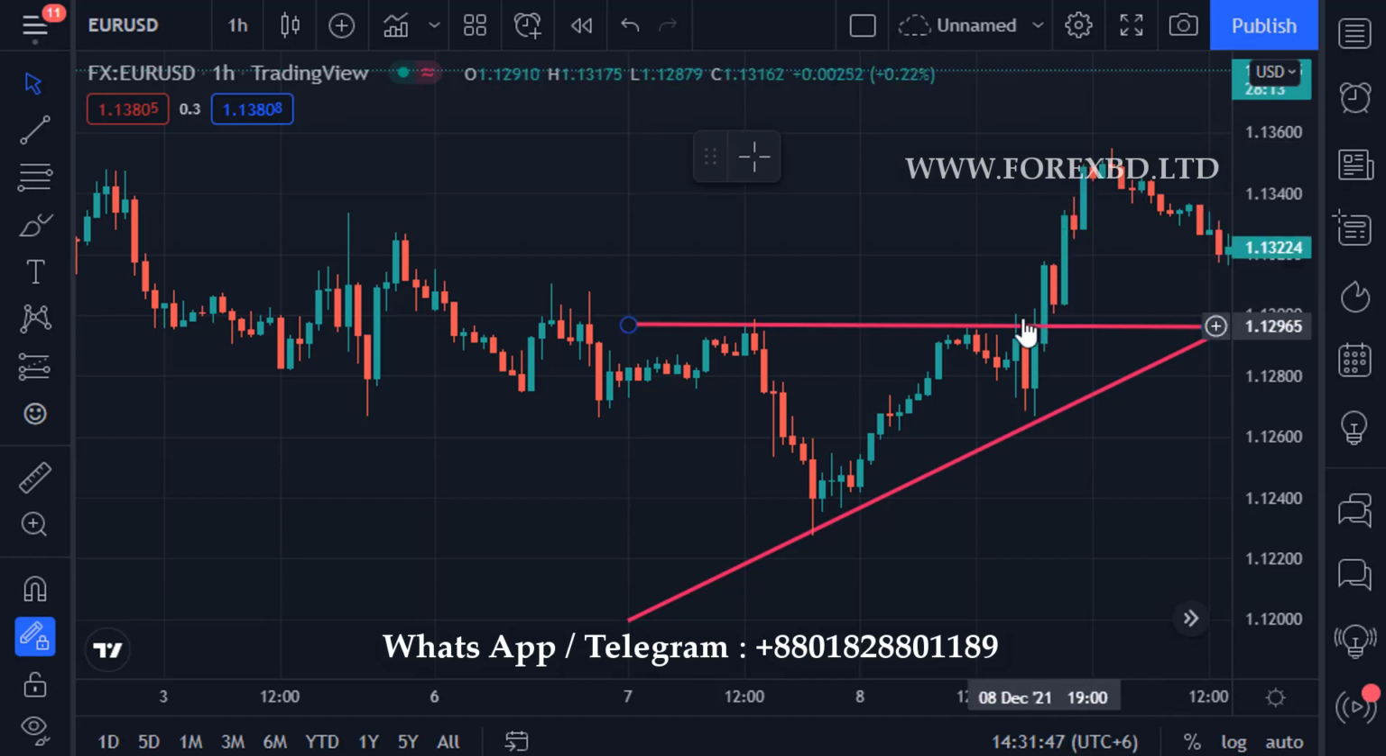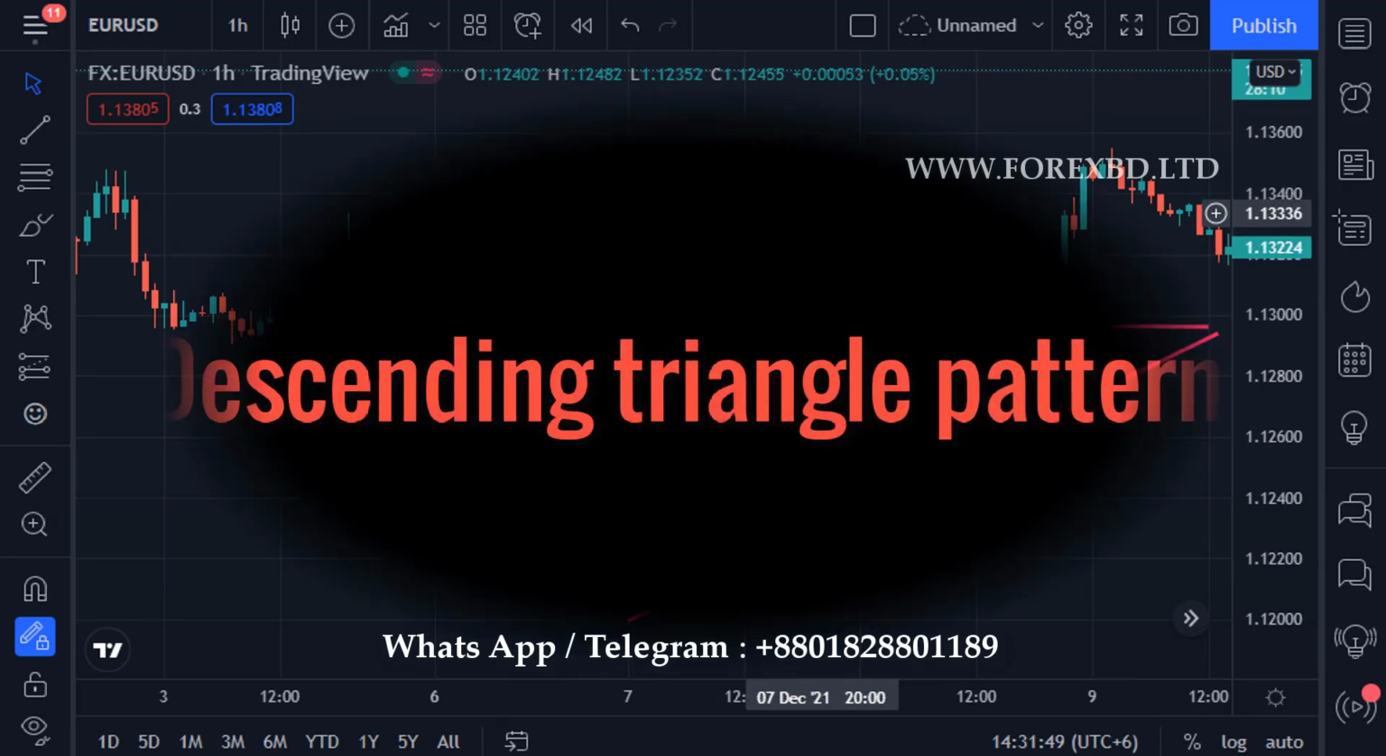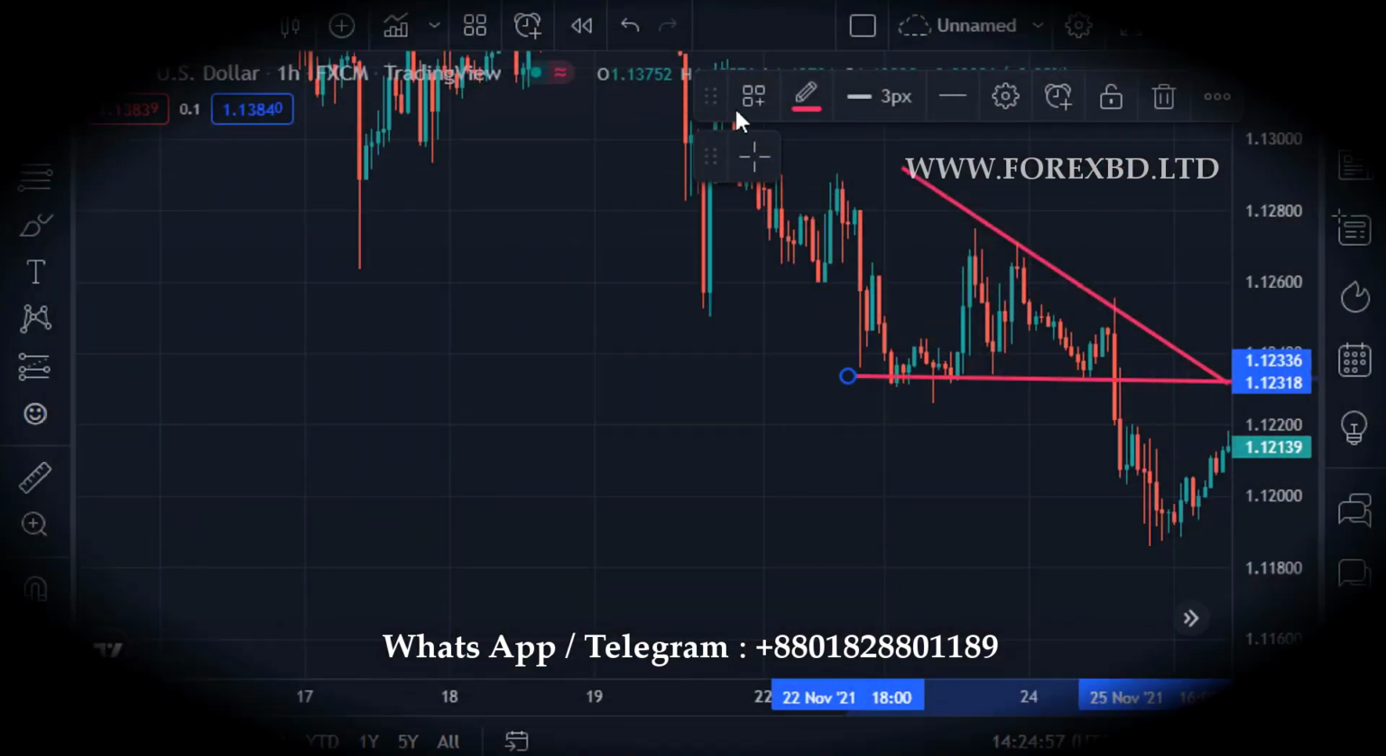Now there is the other one. This is the descending triangle pattern. So how to follow it?